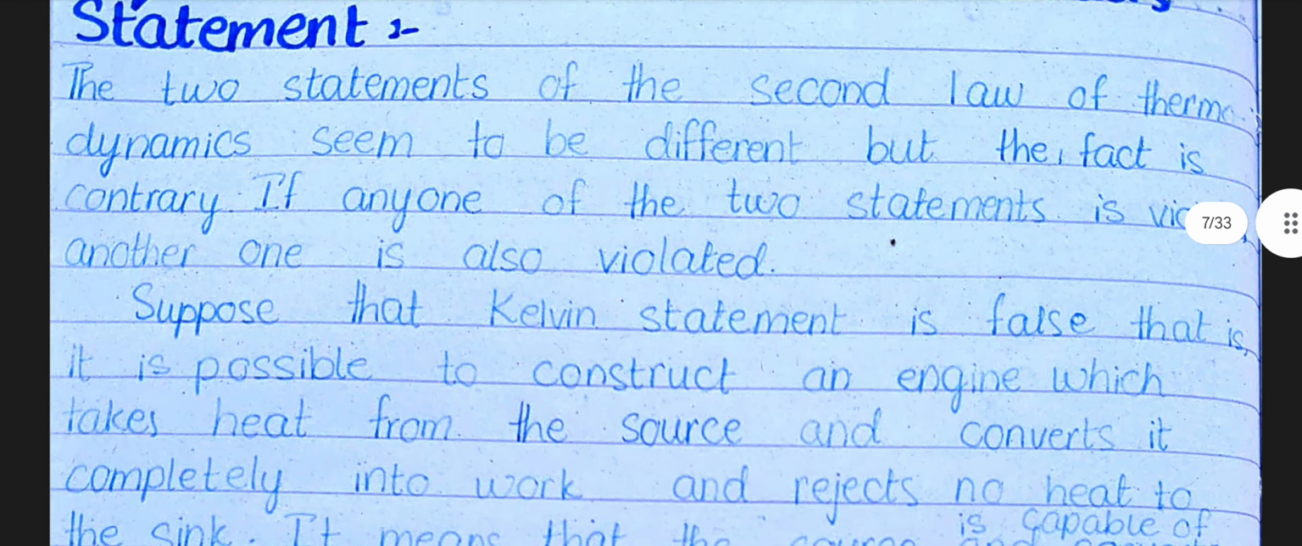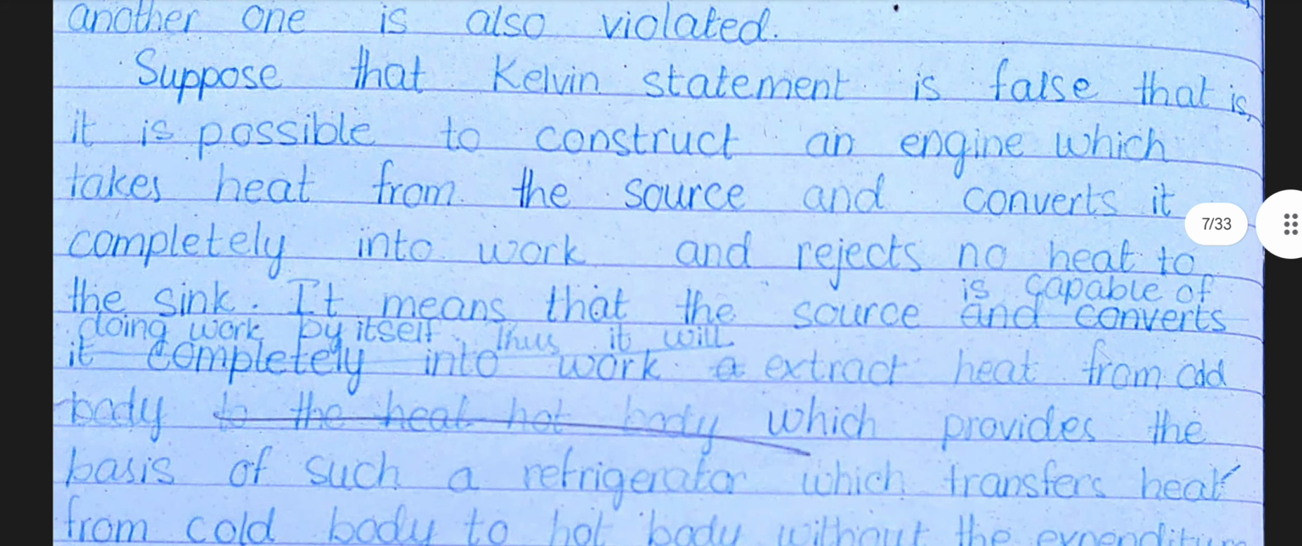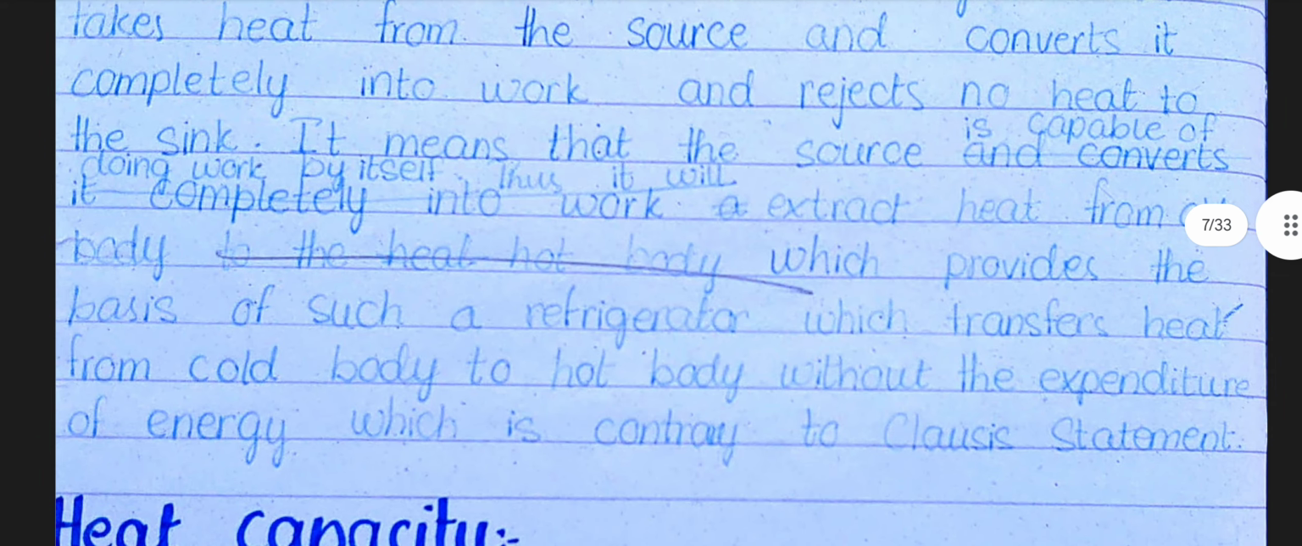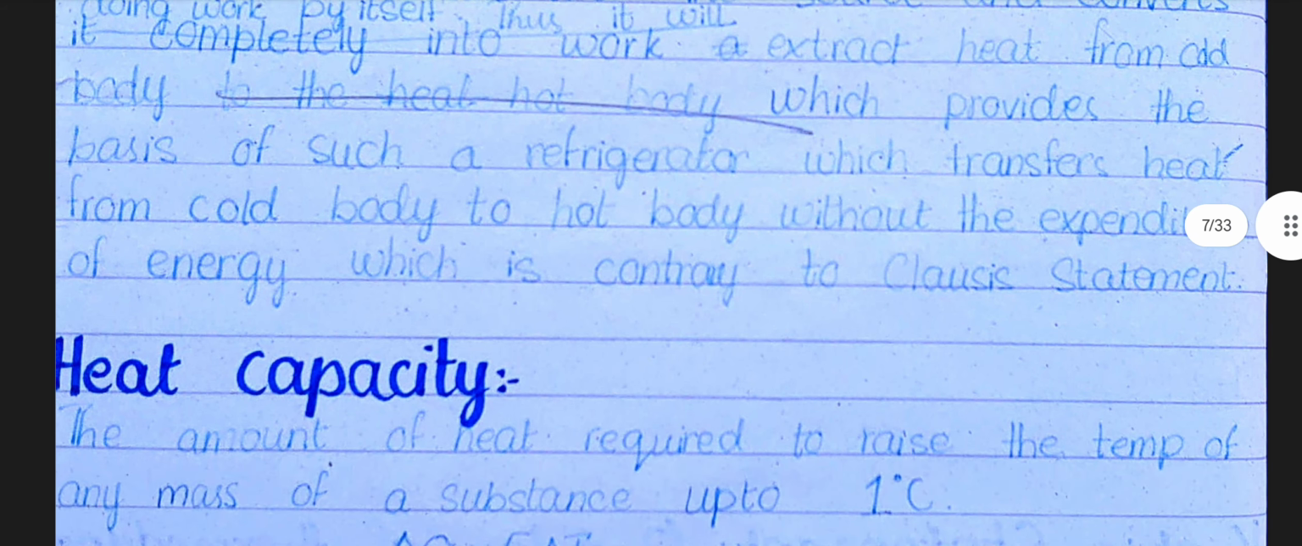Suppose that the Kelvin statement is false, that it is possible to construct an engine that takes heat from the source and converts it completely into work and rejects no heat to the sink. It means that the source is capable of doing work by itself, thus it will extract heat from the cold body, which provides the basis of such a refrigerator, which transfers heat from cold body to hot body without the expenditure of energy, which is contrary to Clausius' statement.